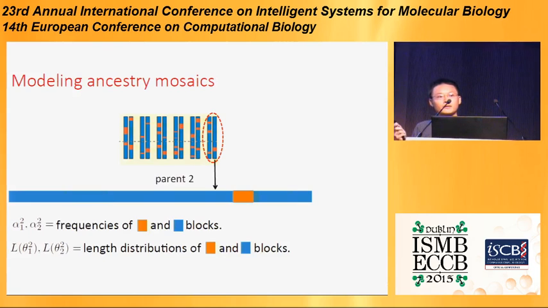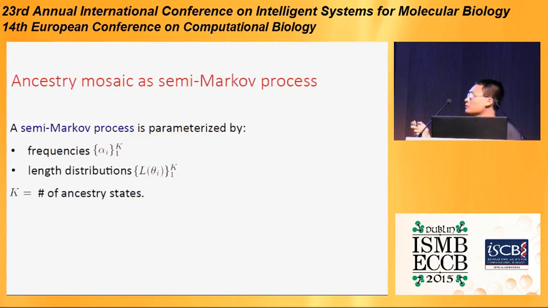So more formally, we can think of this as... you can also do this with the second parent, right? The second parent is going to have a different set of mosaic patterns corresponding to two different sets of parameters for frequencies and for the length distributions. So more formally, we can model this as a semi-Markov process. A semi-Markov process is just a generalization of the more standard Markov process or Markov chain. So it's parameterized by exactly these two sets of parameters corresponding to the frequencies and length distributions. In the previous example, we just have an African-American case study, so there are just two ancestry states. But in general, K is the number of ancestry states, and K can be 2 or 3 or even larger.